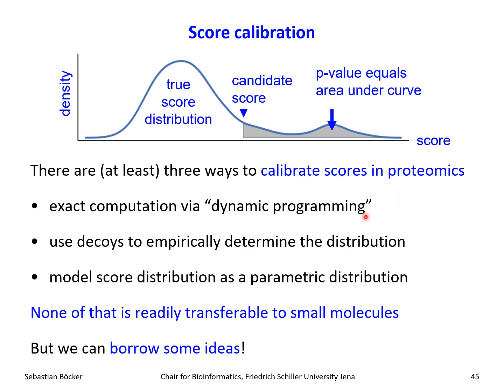And there are different ways how you can achieve that in proteomics for peptides. For example, there's a way of doing that exactly via dynamic programming. You have to do a few simplifications such as discrete scorings, discrete score values, but that's all solvable. It's then just an approximation, but that's good enough. You can determine it empirically by using decoys. You can actually model the score distributions. That's the oldest idea how to do that. And our problem here is that none of that really works for small molecules. But at least we can borrow some of those ideas.